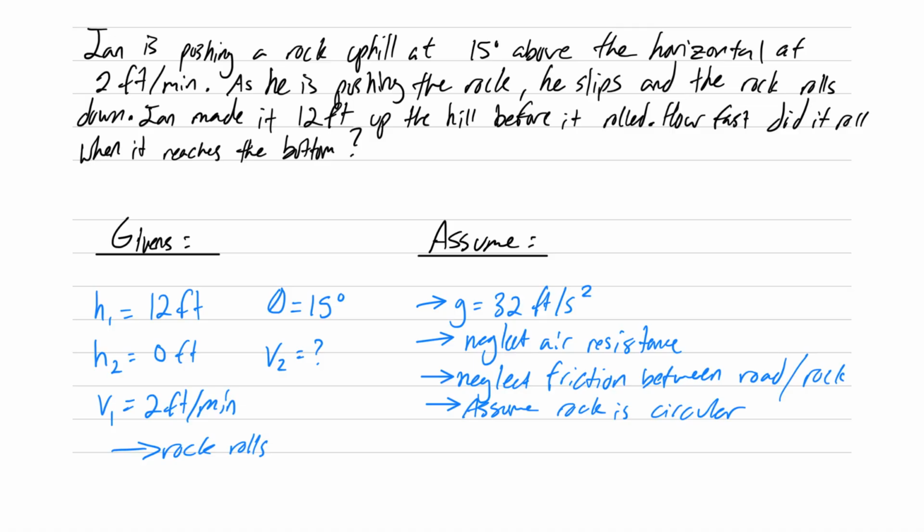Some of the givens and assumptions that I found were that the initial height is 12 feet. The angle of elevation is 15 degrees. The height 2 is 0 feet. The velocity 2 is unknown. Velocity 1 is equal to 2 feet per minute. We know that the rock is going to roll. That's going to be important for later. We assume that gravity is equal to 32 feet per second squared. We're going to neglect air resistance, neglect friction between road and rock, and assume the rock is circular.